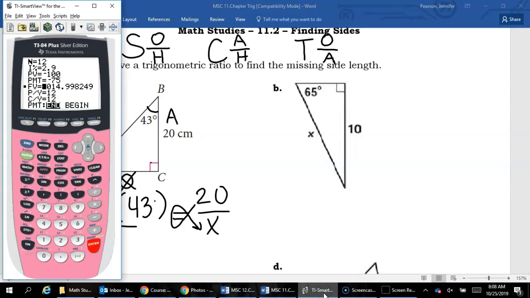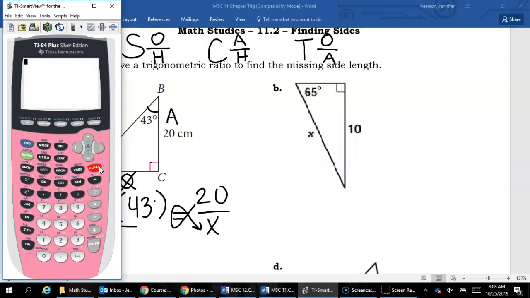So on my calculator, I need to make sure that I am in degree mode. If you have a calculator that has the option between degree and radian mode, make sure you're in degree mode. If you're using one of my little blue calculators, they default to degree. If you're using a TI-83 or 84, they default to radian. So I'm in degree mode for sure, so I'm good to go.